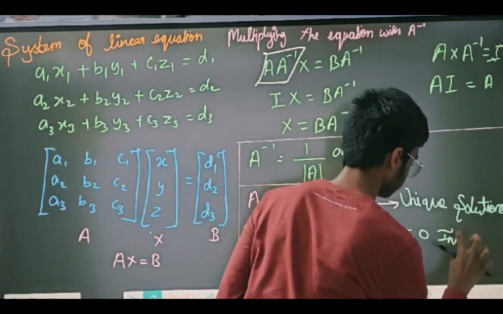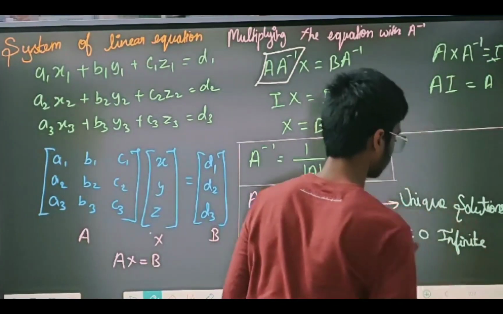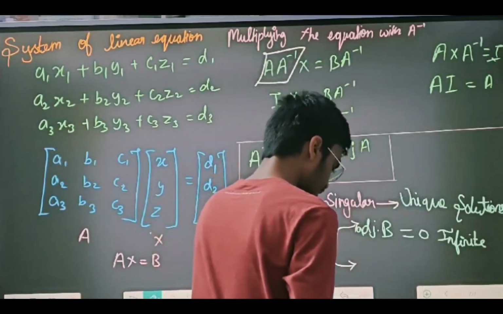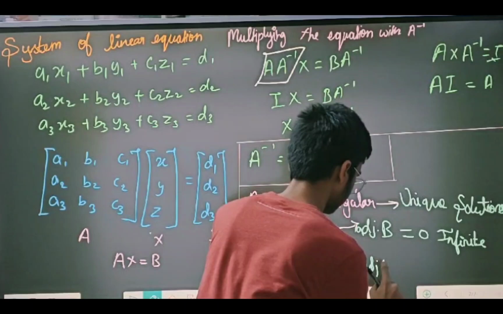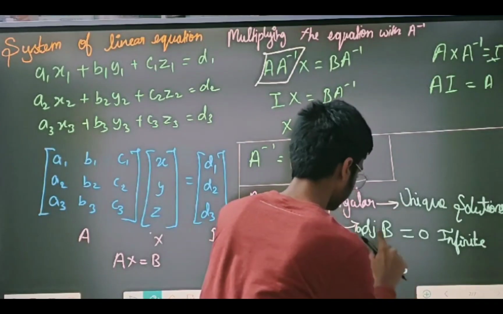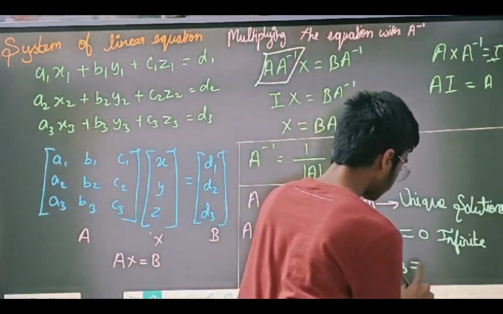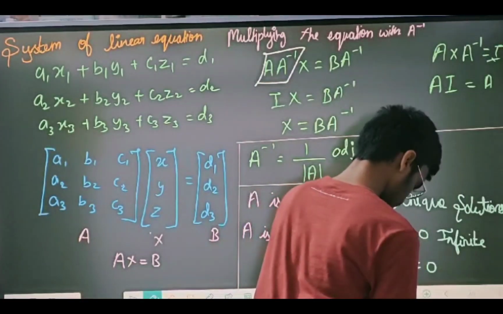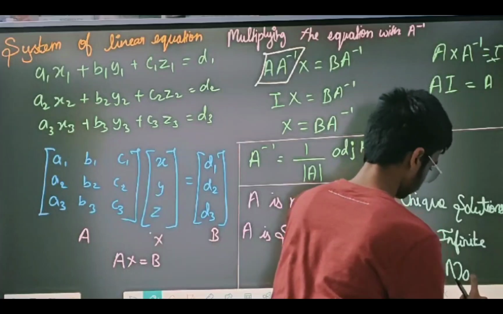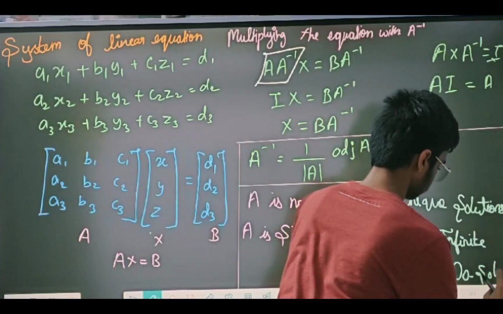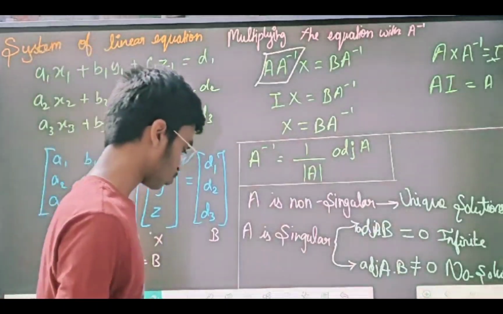Here it has infinite solution. And if it is not equal to 0, that means if adjoint of A into B is not equal to 0, then that means it has no solution. Just remember this. Then it has no solution.